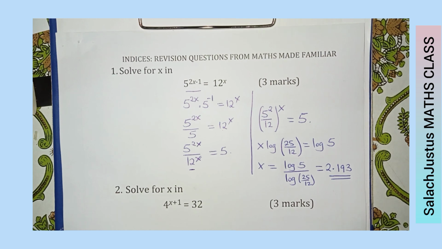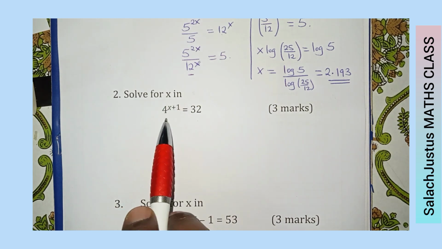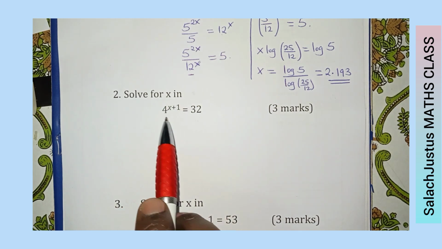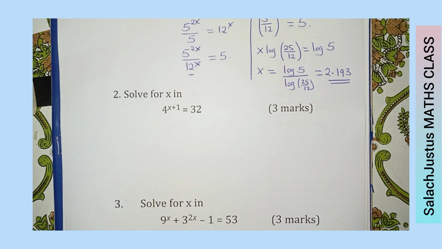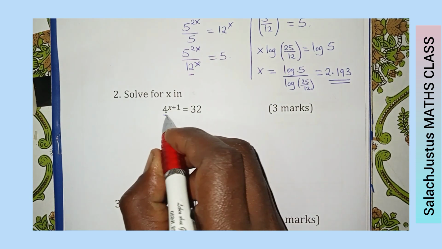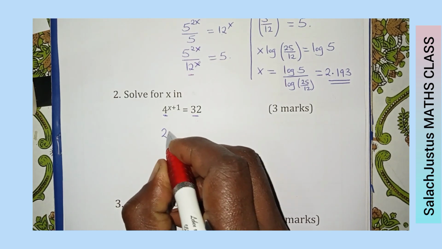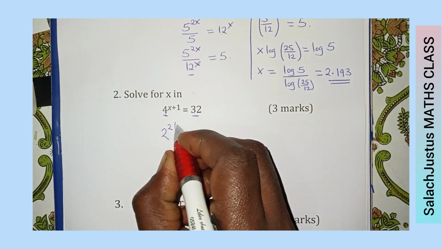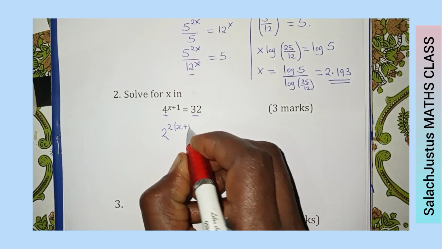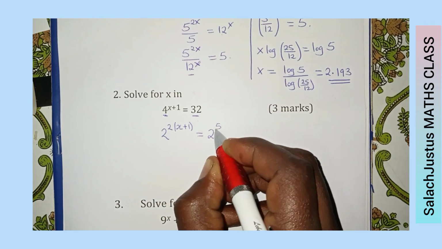Let us proceed over to question number 2. Solve for x in this equation. 4 to the power of x plus 1 equal to 32. There is good news here because we can write the two numbers to a common base of 2. Therefore we can have 2 to the power of 2, that is 4, and then we had our original power as x plus 1, that is equal to 2 to the power of 5.